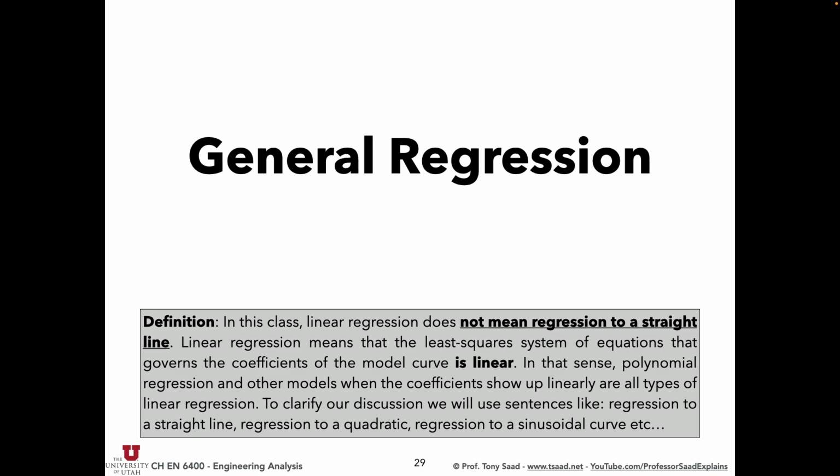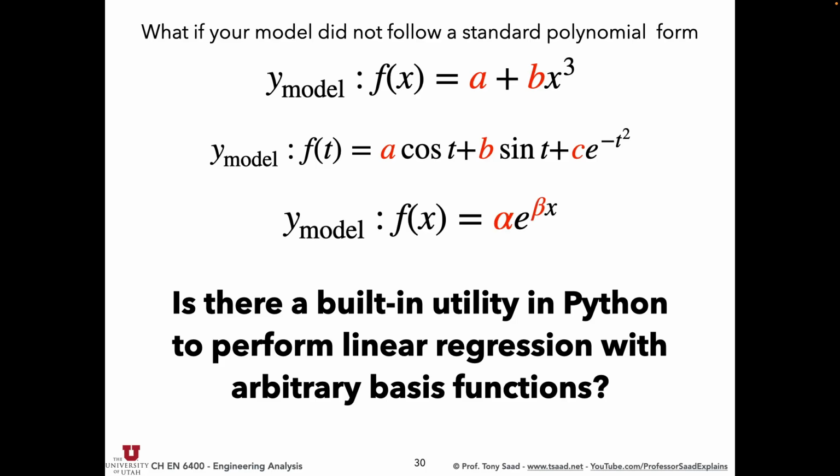So to avoid any of that ambiguity, I advise you to use words like regression to a straight line, regression to a quadratic, regression to an exponential model, and say what the model is. Ditch the word linear and nonlinear regression, and I'll give you an example here. So for instance, this model, a plus bx cubed, a and b, they show up linearly in this model, and the regression system of equations will be linear. So I can call this linear regression, although it's not regression to a straight line. So to avoid ambiguity, I say this is regression to a form of a cubic.